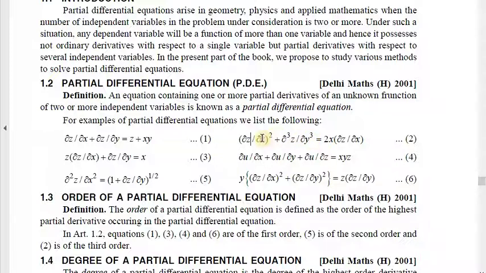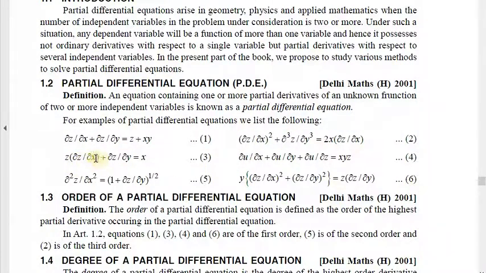So if you have to find the degree and order of a partial differential equation, first of all try to find the highest order partial derivative in the equation. That will be the order of the differential equation. And what is the degree of that? What is the power of that? That will be the degree of the differential equation. So this is an order 1, degree 1 partial differential equation. This is an order 3, degree 1 partial differential equation, because the power of this term is 1.